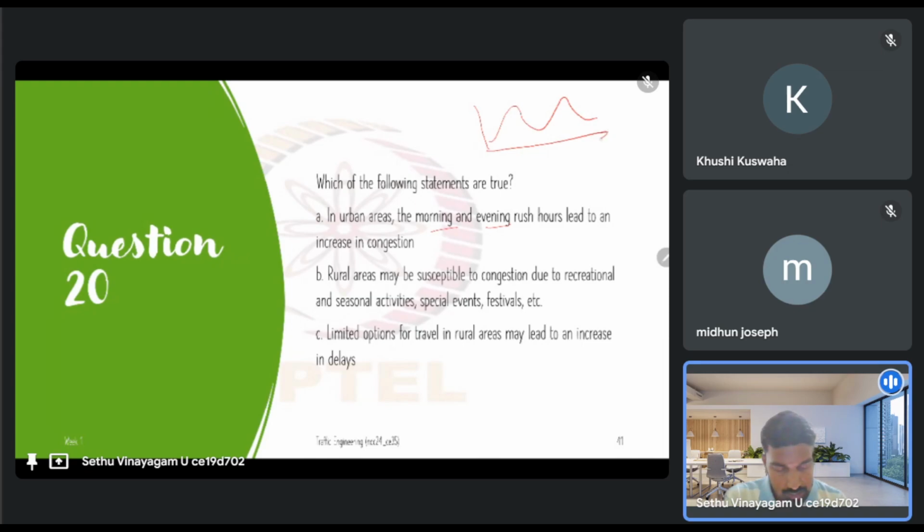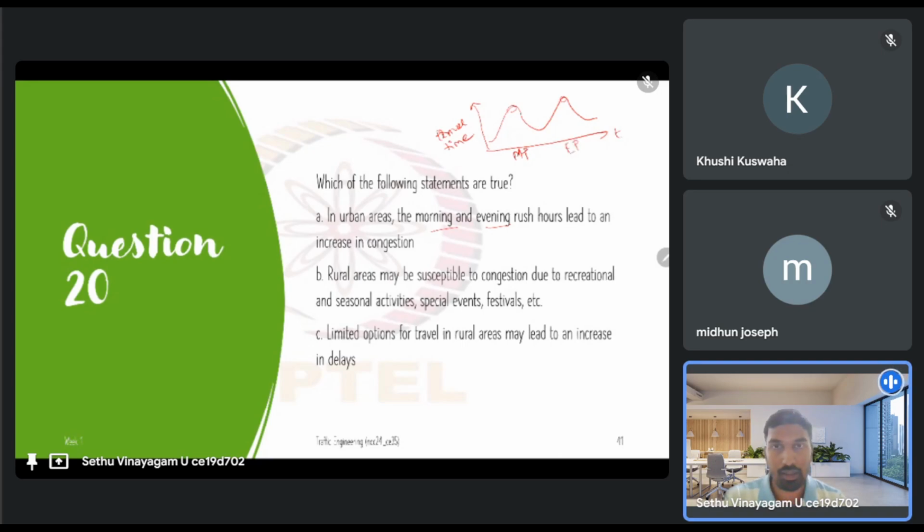So your x-axis is the time and y-axis is the travel time, right? What you'll see is this peak in the travel time. This occurs twice at two different points in time, one in the morning and another in the evening, right?